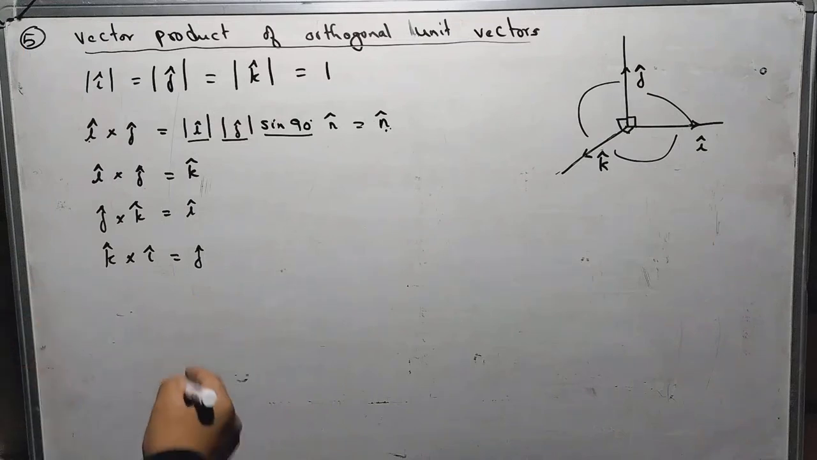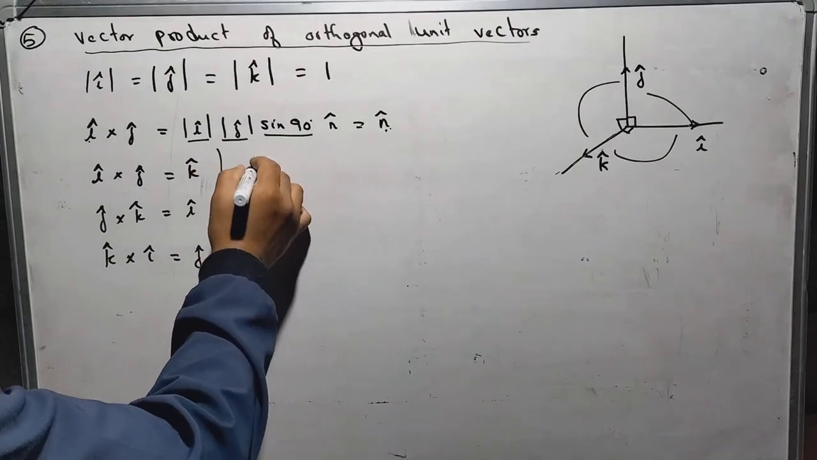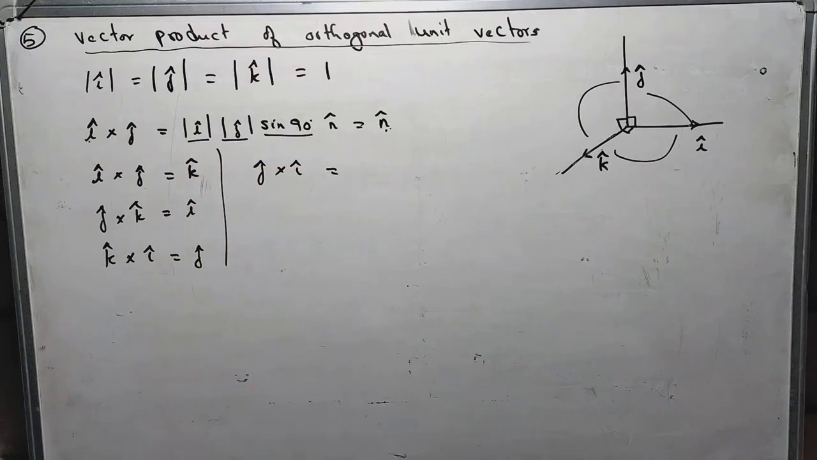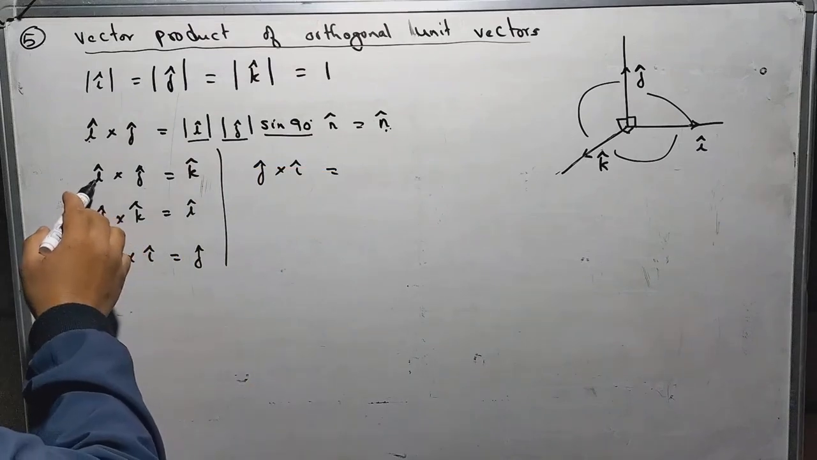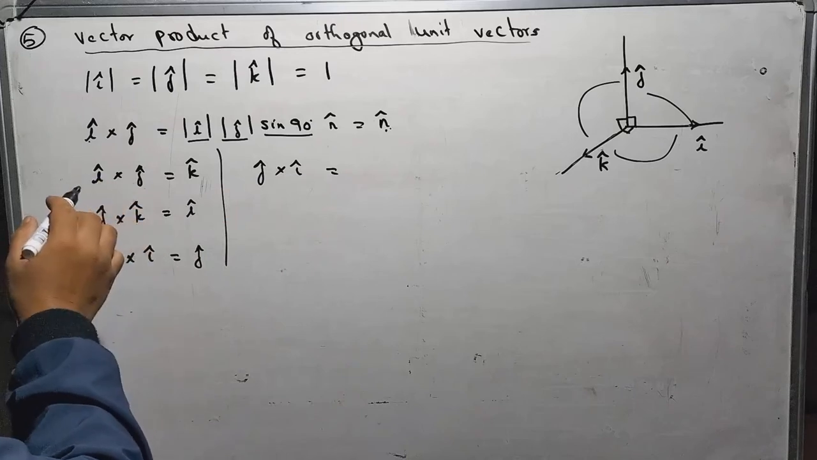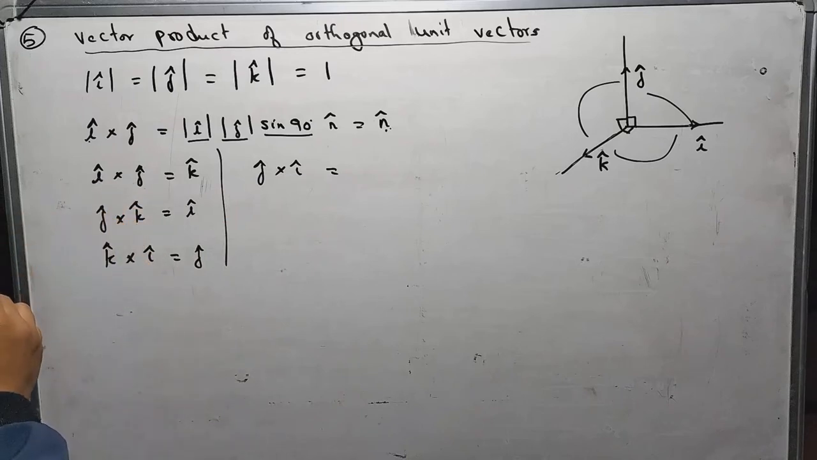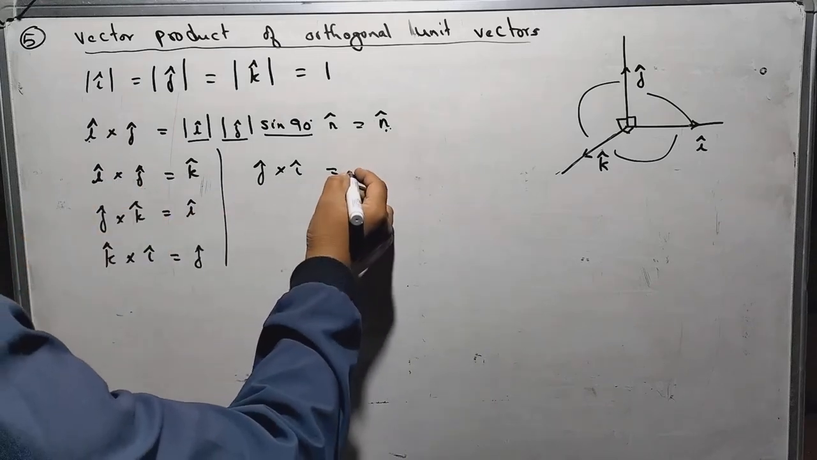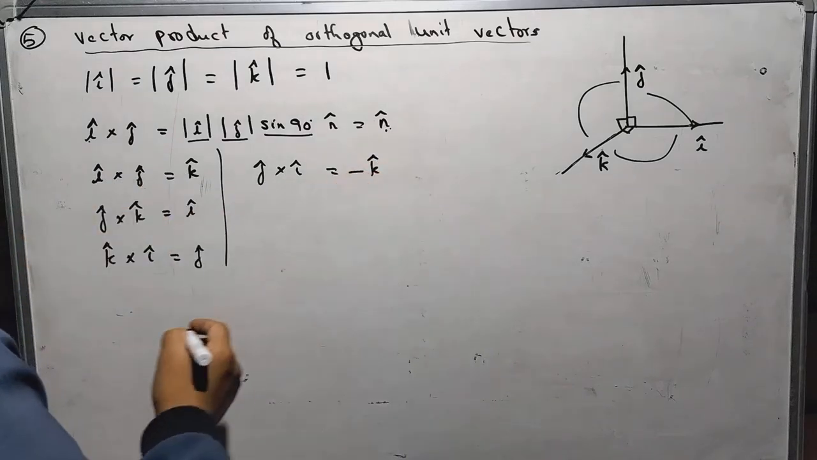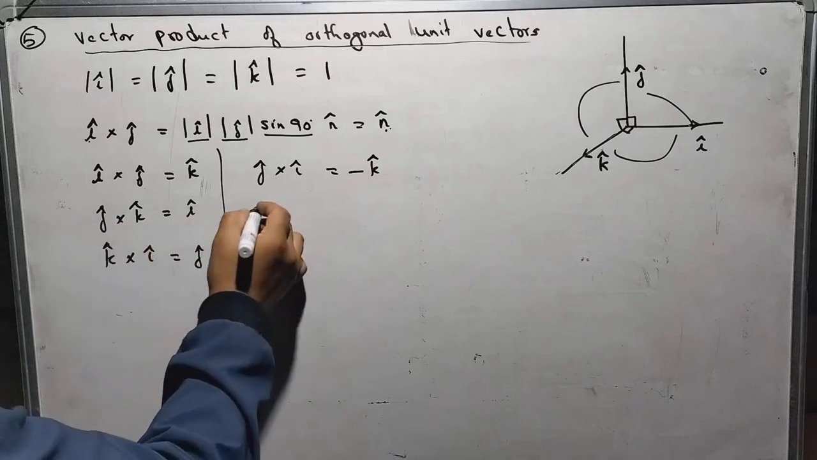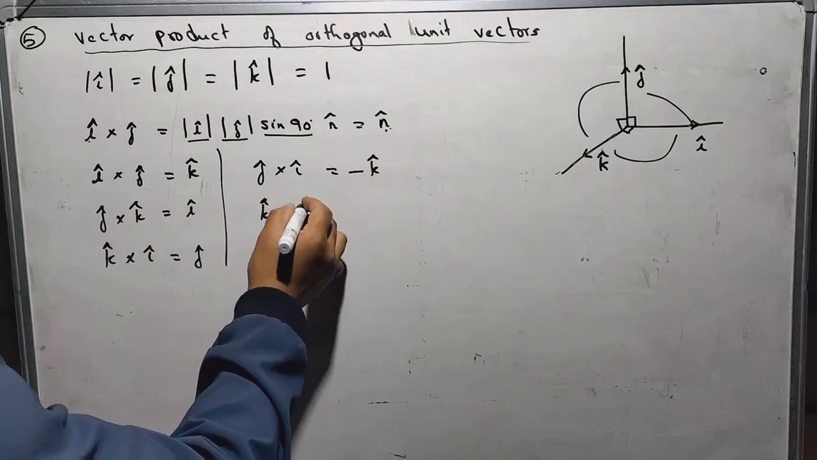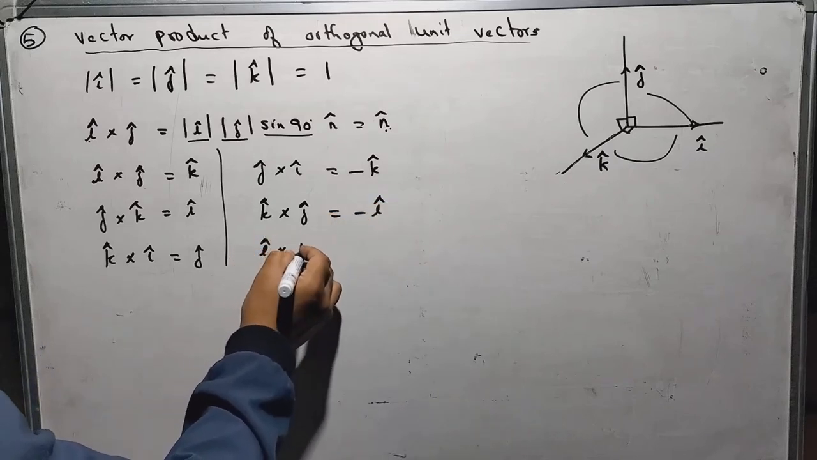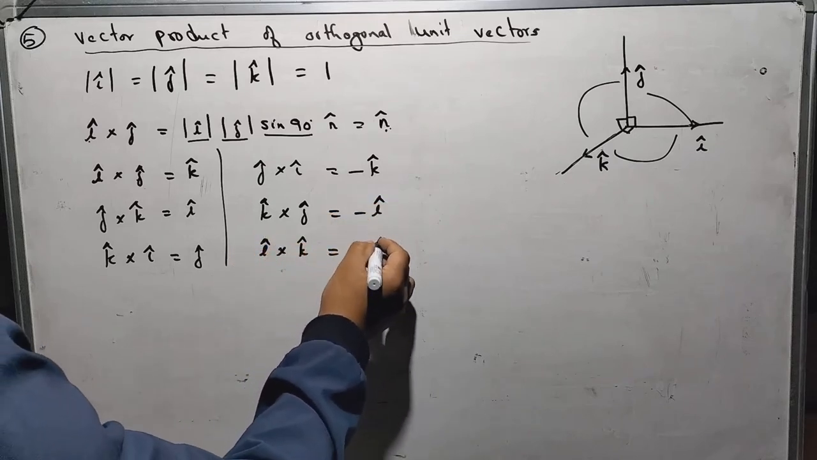Now, but if I reverse the direction, like j cross i, if you remember, A cross B is equal to minus B cross A. Okay, so j cross i will be equal to minus i cross j. If i cross j is equal to k cap, then j cross i will be equal to minus k cap. Similarly, if you take k cross j, you'll get minus i cap. If you take i cross k, you will get minus j cap.